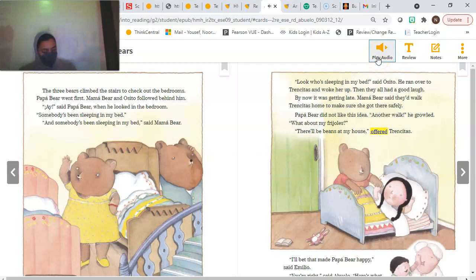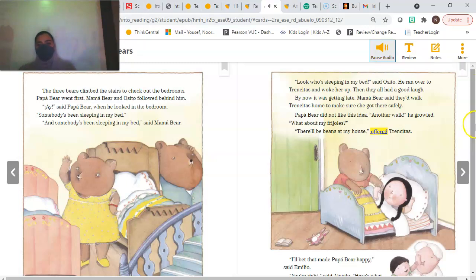Why do you think Papa Bear goes upstairs first by himself? I think he goes first because he wants to protect Mama Bear and Osito just in case there's a stranger. Right? They do not know who has been eating their beans and sitting in their chairs. Whoever it is, it might be dangerous, right? Let's keep going.